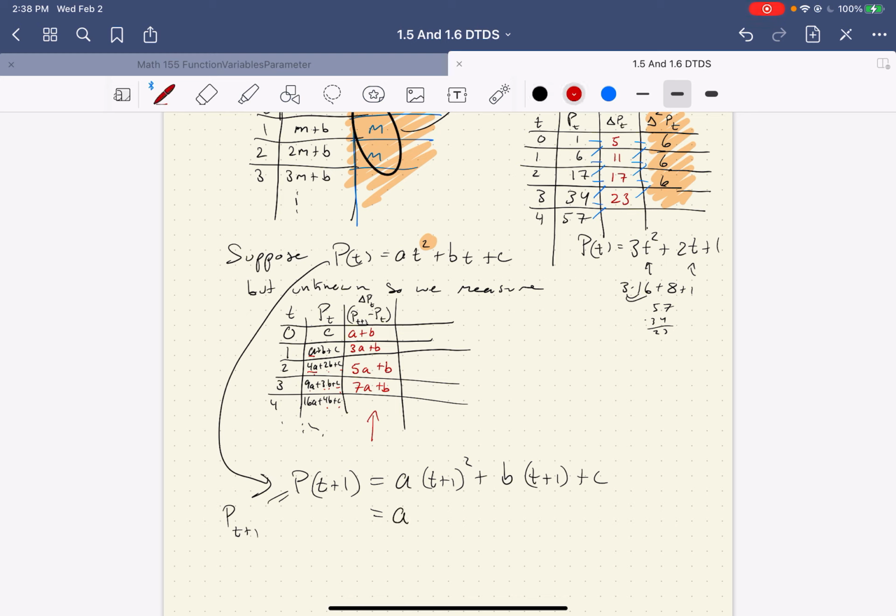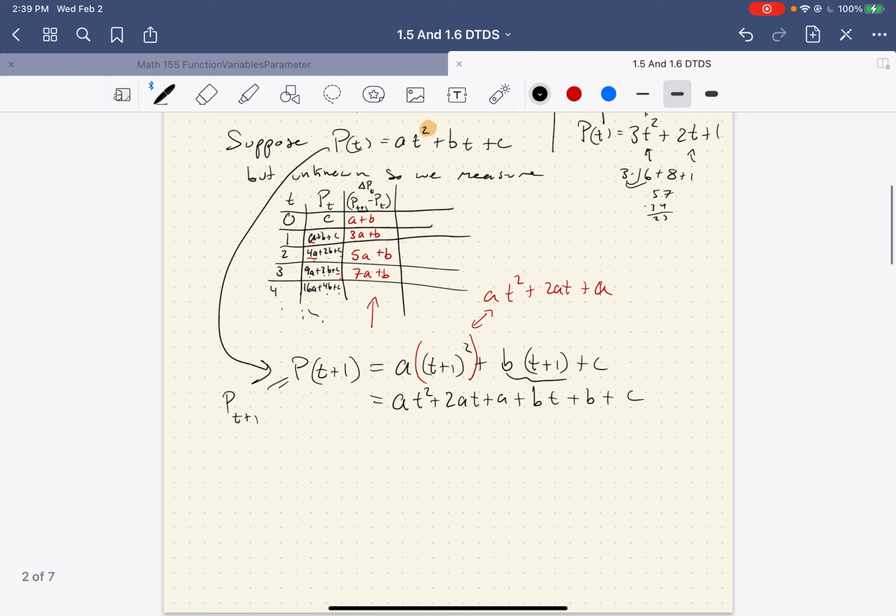First off, t plus 1 squared is t squared plus 2t plus 1. If I distribute an A in there, that's what I would get. So I'm going to jump to writing that down here. I have At squared plus 2At plus A plus, now I distribute the B, I have Bt plus B plus C.